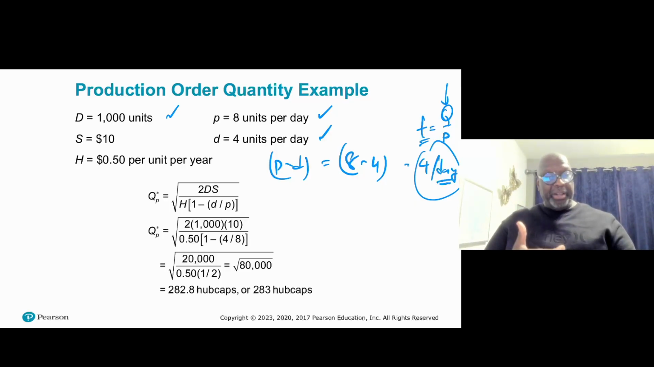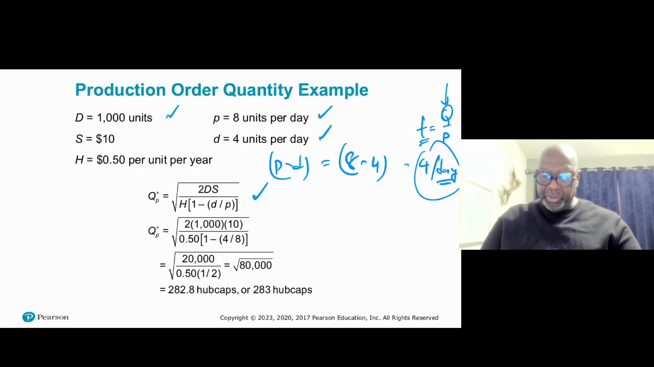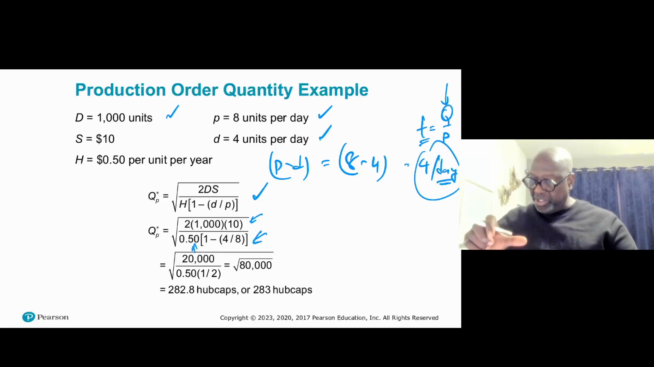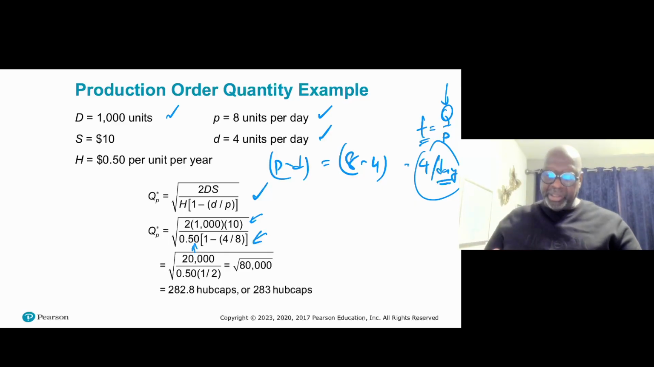Anyway, the first thing we have to do is compute our optimum order quantity for this problem. Given all the data that we have, this is the formula, as you know. So 2 times our demand, which is 1,000, times S, which is our order cost, which is 10, and then our holding cost per unit per year is 50 cents, and then we multiply by the factor which adjusts it for the fact that we have simultaneous production and usage. So we get a total of 283 hubcaps is what we would produce.